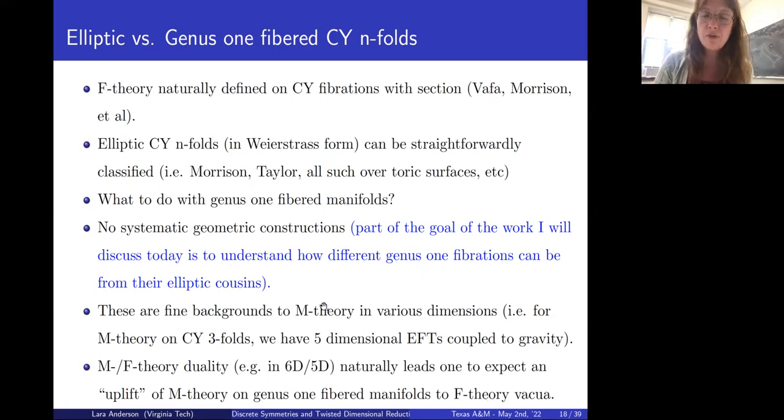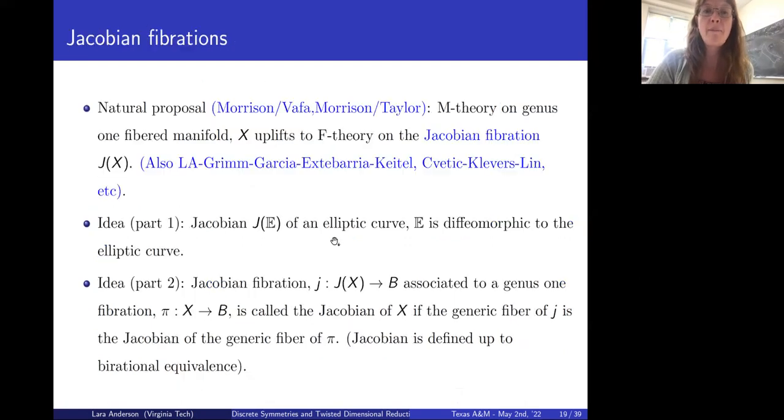This elliptically fibered manifold can be used as a background for type IIB or F-theory. If you don't have a section, you don't really have this interpretation of a single-valued axiodilaton at every point. So how do you think about that? But in coming up from M-theory from say 5 dimensions, there should be some interpretation. So what do we say? A proposal was made by Morrison, Taylor, and Vafa, which is that there's a natural structure of a cousin of a genus-one fibered manifold, which does have a section. And this is that M-theory on a genus-one fibered manifold should uplift to F-theory on a Jacobian fibration.